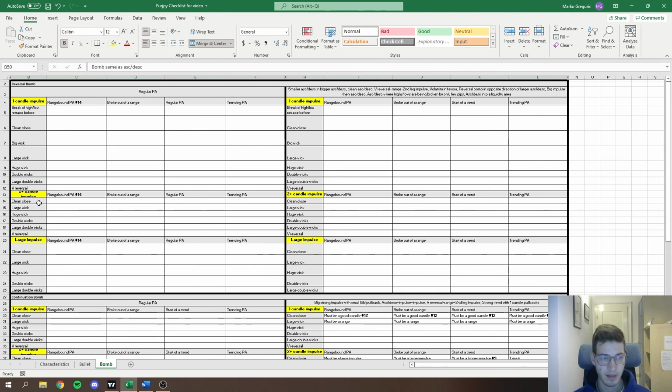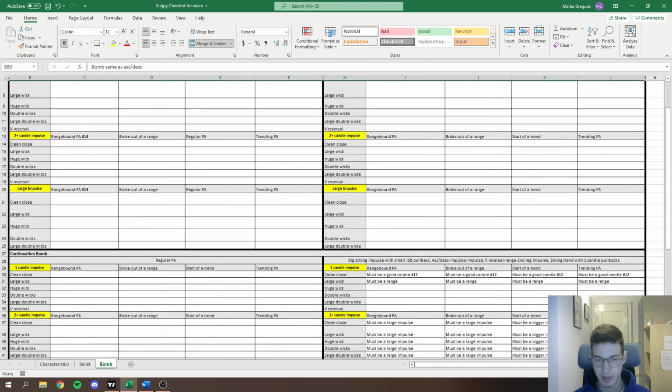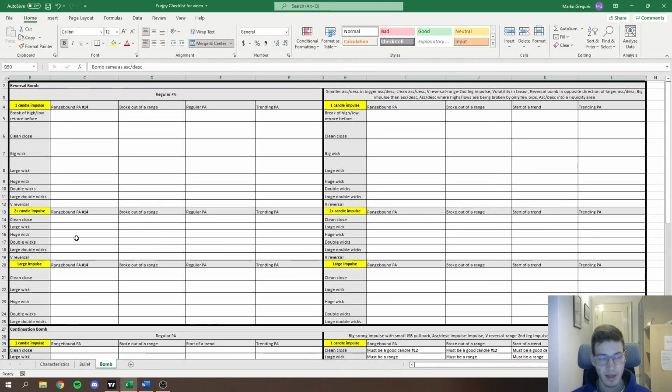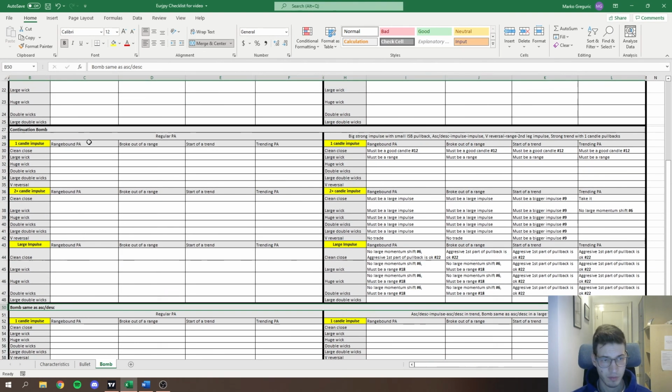So is it a 1 candle impulse, 2 candle impulse, or a large impulse? As you can see, is it coming from range bound price action? Did it break out of a range, start of a trend, trending price action? Did the impulse finish with a clean close, a large wick, huge wick, double wicks, large double wicks? Or what, can the pullback be a V reversal, or does it have to be more of a corrective pullback? That is why I have V reversal right here.